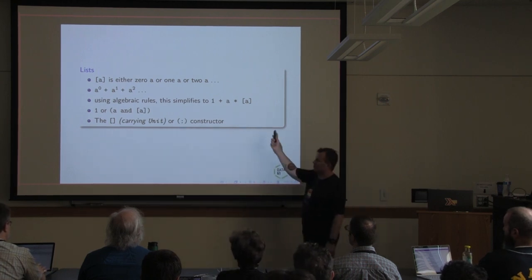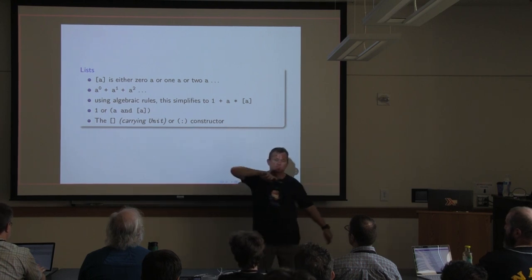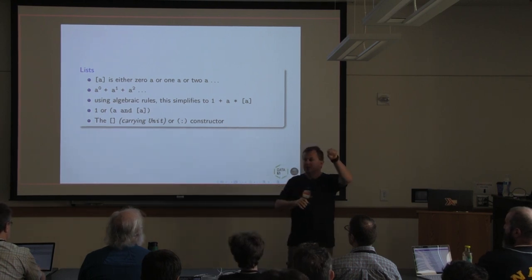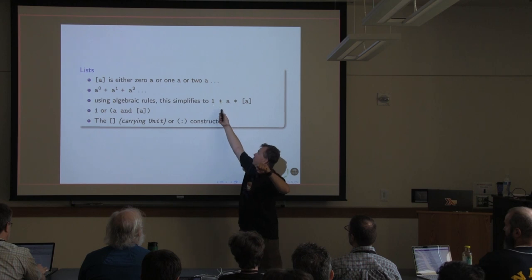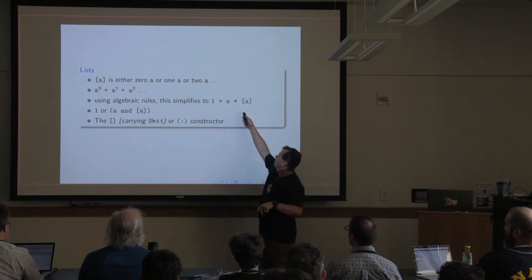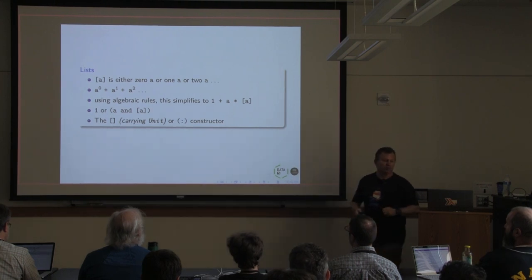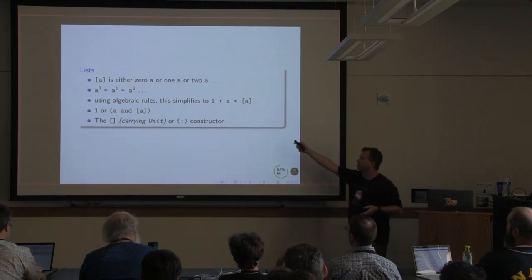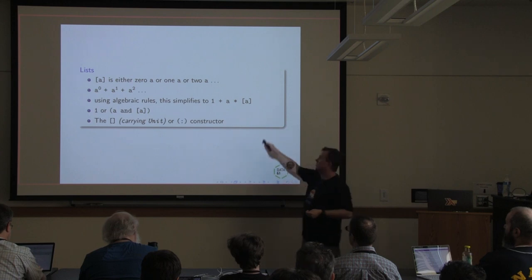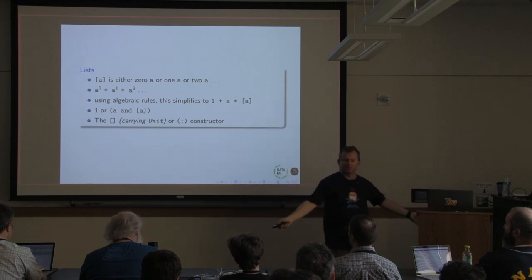And in fact, if you know more about lists, you'll know that a list is either nil carrying unit, or a head and a tail. That's what a list is. It's one plus something, but this is recursive, right? I haven't told you what a list really is. I've had to use list to tell you what a list is. I haven't really told you yet.